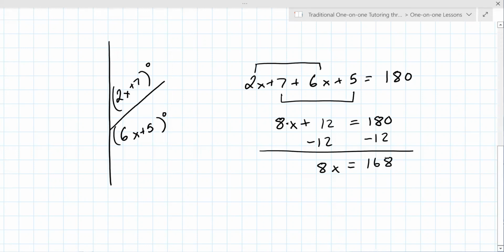Now, how do we solve for x? How do we undo multiplication by 8? Multiplication by 8 is undone by division. And what are you going to divide by? 8. Okay. So if you need to, grab a calculator or find one on your computer and let me know what 168 divided by 8 is.